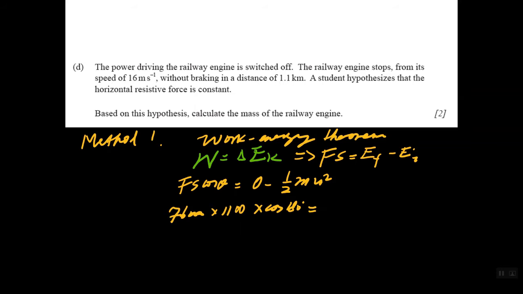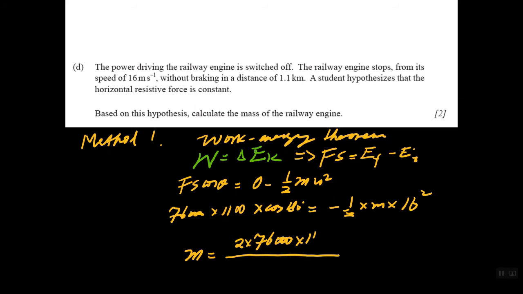Why cosine 180 degrees? The distance traveled is moving forward, but the resistive force is in the opposite direction. So the distance traveled and the resistive force are anti-parallel. So that's cosine 180 degrees, which gives us minus 1. Minus 1 over 2 times mass times initial velocity 16 squared. And that gives us mass equals 2 times 76,000 times 1100 divided by 16 squared. That gives us 6.5 times 10 to the 5 kilogram.